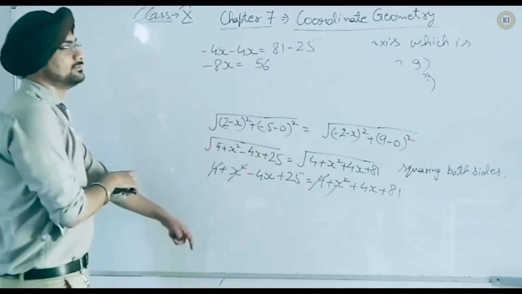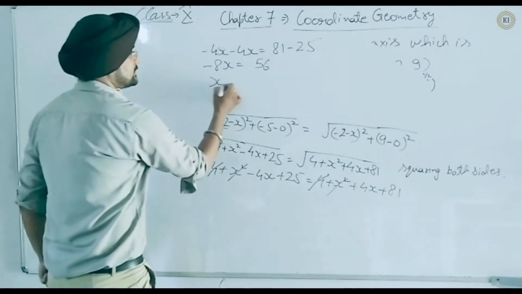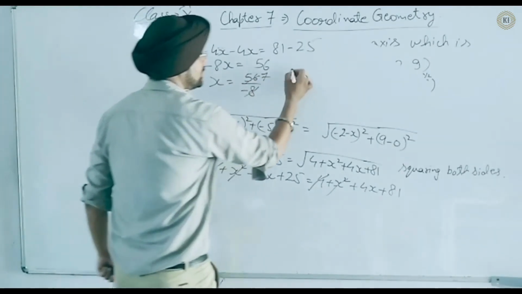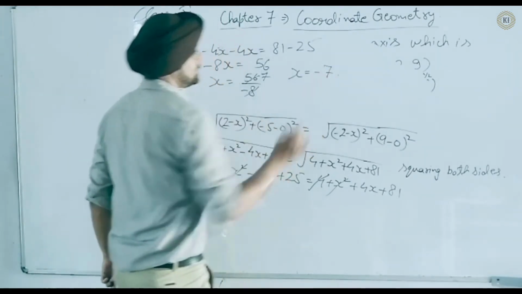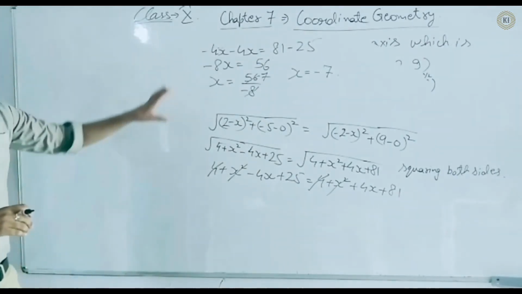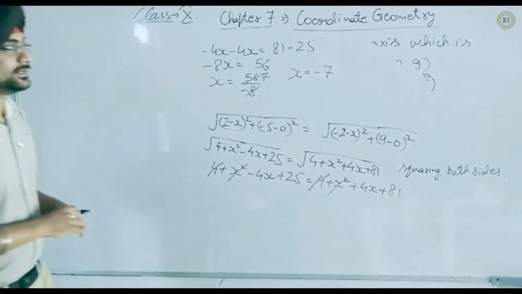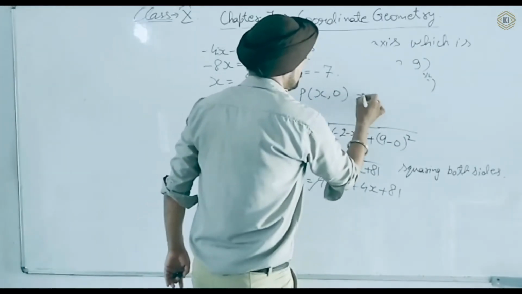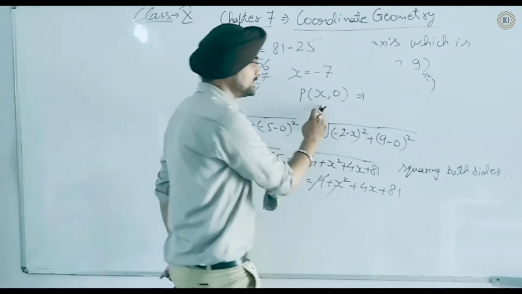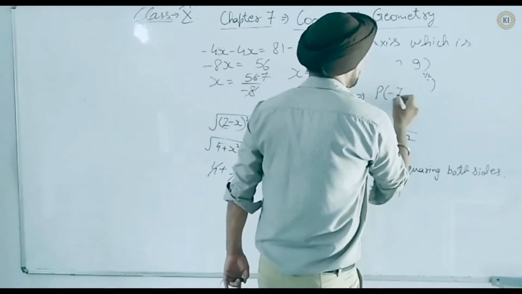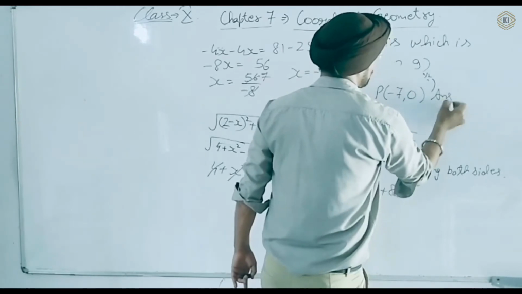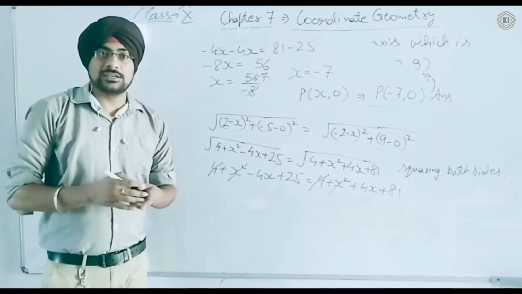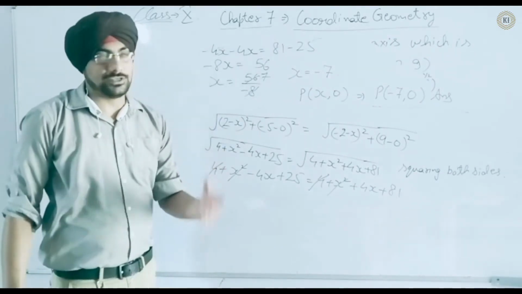It will be our 56. So value of x will be 56 upon minus 8. 8 sevens are 56, so value of x is minus 7. So our point is P (x, 0). At the place of x, put here minus 7. So the point will be (-7, 0), and this will be our answer. So this point (-7, 0) is equidistant from A also and B also.